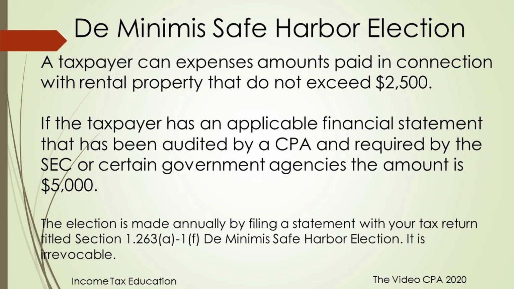Now, there is one exception to the $2,500 write-off rule under the de minimis safe harbor election, and that is if you're a taxpayer that has an applicable financial statement, which means it's required by the SEC and it's been audited by a CPA, you can actually write off up to $5,000 per item under that election. $5,000 is basically designed for larger taxpayers, and I would think that very few of you listening to this YouTube video would apply under the $5,000. You're going to apply under the $2,500 write-off.